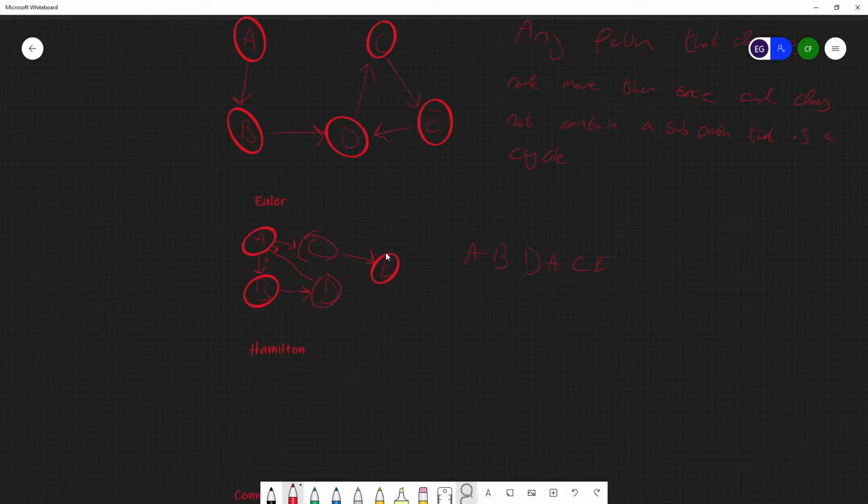A special type of Euler path is called an Euler cycle. This is when you start and end at the same node. So an Euler cycle, I'll put this here, is a path that uses every edge and ends where it started.